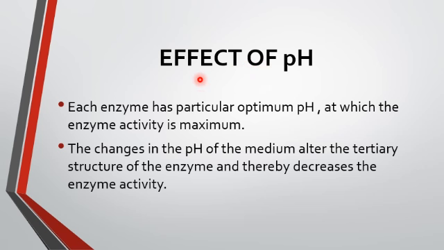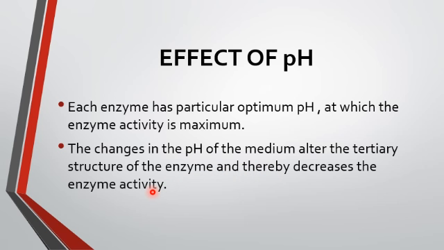You know that we have a scale of pH from 0 to 14, and from 0 to 6.9 is acidic, and from 7.1 to 14 is alkaline medium, and 7 is neutral. Enzymes are very specific, very particular for the pH. Each enzyme has a particular optimum pH at which the enzyme activity is maximum. The changes in the pH of the medium alter the tertiary structure of the enzyme, because that is of protein nature, and thereby decrease the enzyme activity.